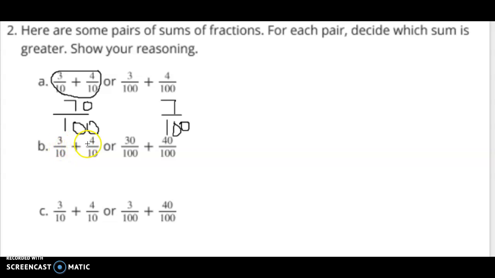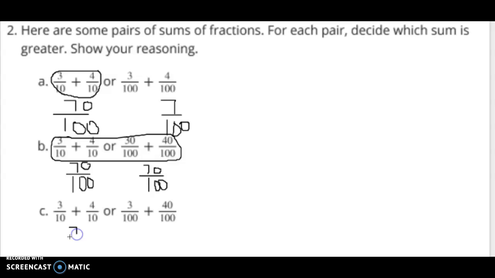Now in B, we have 3 tenths plus 4 tenths again, which we know is 7 tenths. 30 plus 40 would get you 70, and we're hundredths. So to compare them to be the same, I'm going to add a 0 to my tenths. And if you notice, they're the same thing, so they are equal.